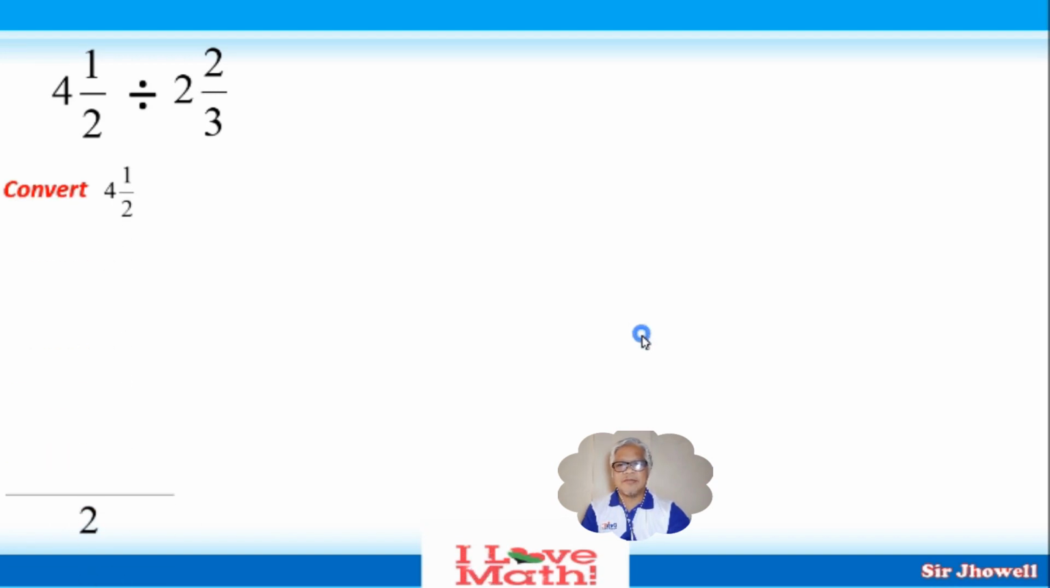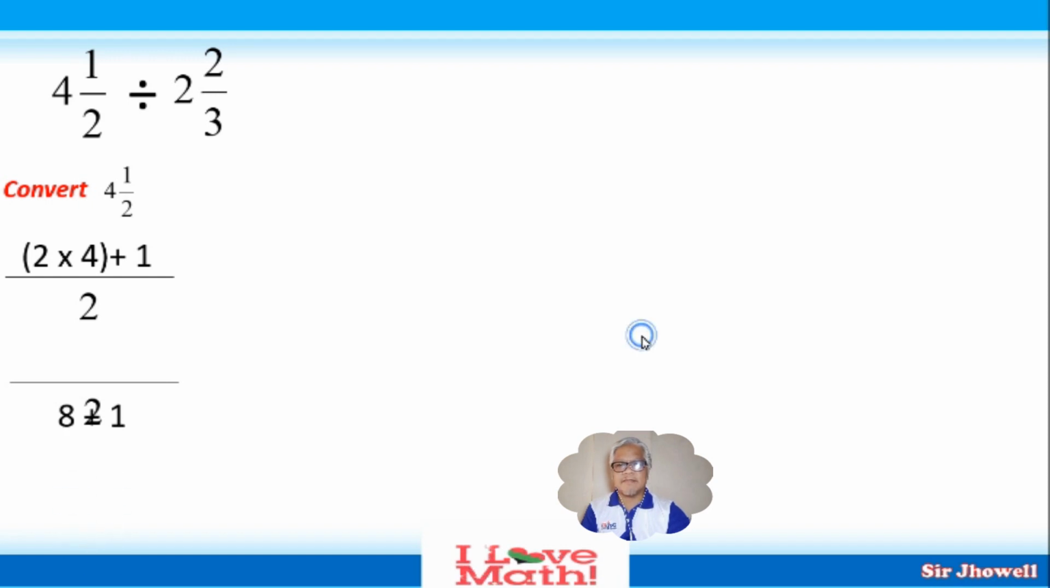Copy the denominator 2. And then, 2 times the whole number 4 plus 1. Nasusundan? Copy the denominator 2. What is 2 times 4? 8 plus the numerator 1. Tama? It is now 8 plus 1. So, the answer is 9 over 2. Ibig sabihin, 4 and 1/2 is equivalent to 9 over 2.